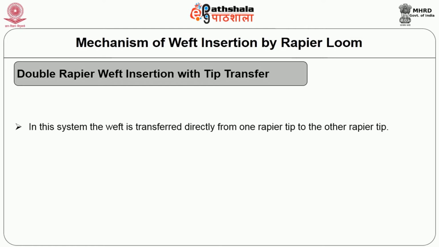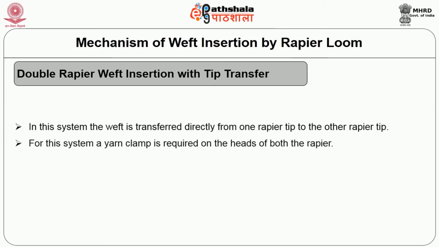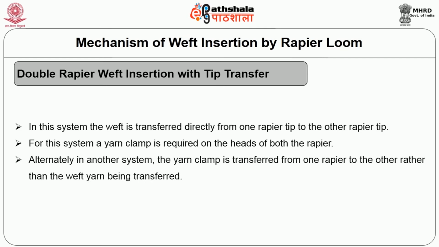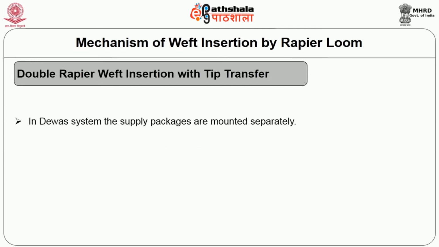In this system, the weft is transferred directly from one rapier tip to the other rapier tip. For this system, a yarn clamp is required on the head of both the rapiers. Alternately, in other systems, the yarn clamp is transferred from one rapier to the other rather than the weft yarn being transferred. The principle of weft insertion in Dewas system is shown in figure 3. In the Dewas system, the supply packages are mounted separately.